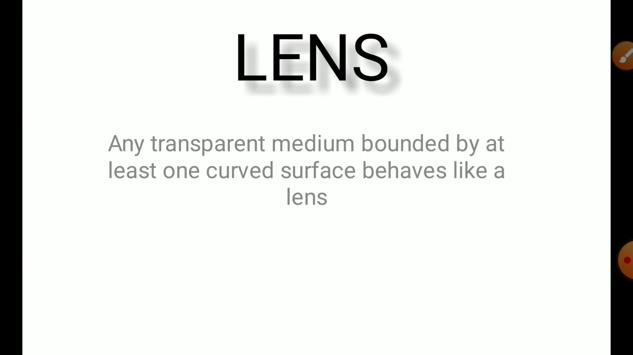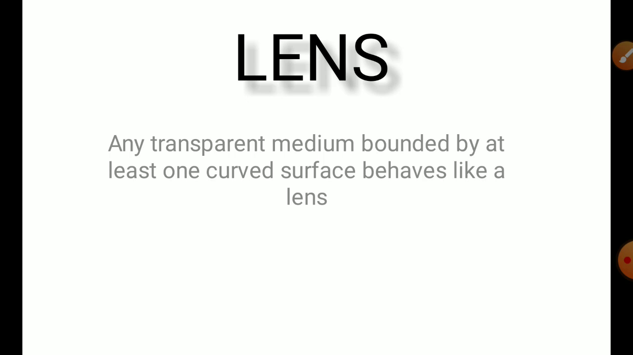What is a lens? Any transparent medium bounded by at least one curved surface behaves like a lens. That transparent medium may be water, it may be any transparent gel, it may be a transparent plastic. Any transparent medium, if it is bounded by at least one curved surface, will behave like a lens.